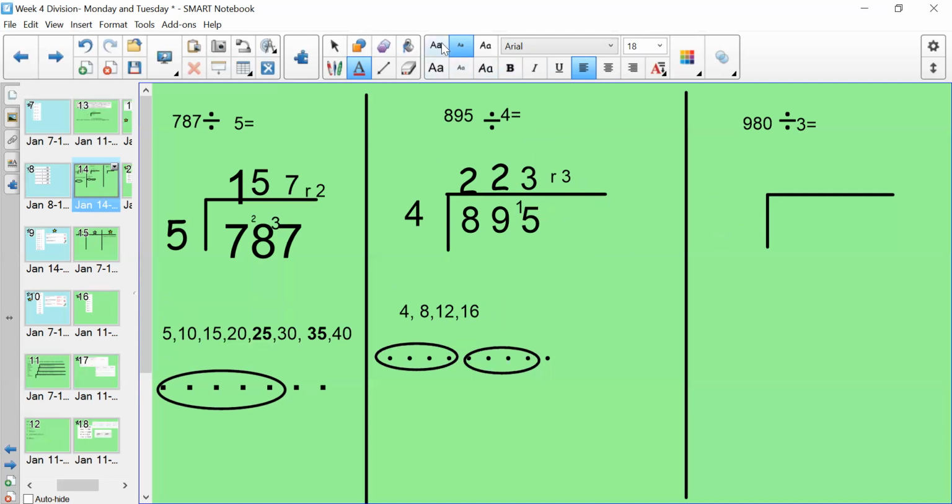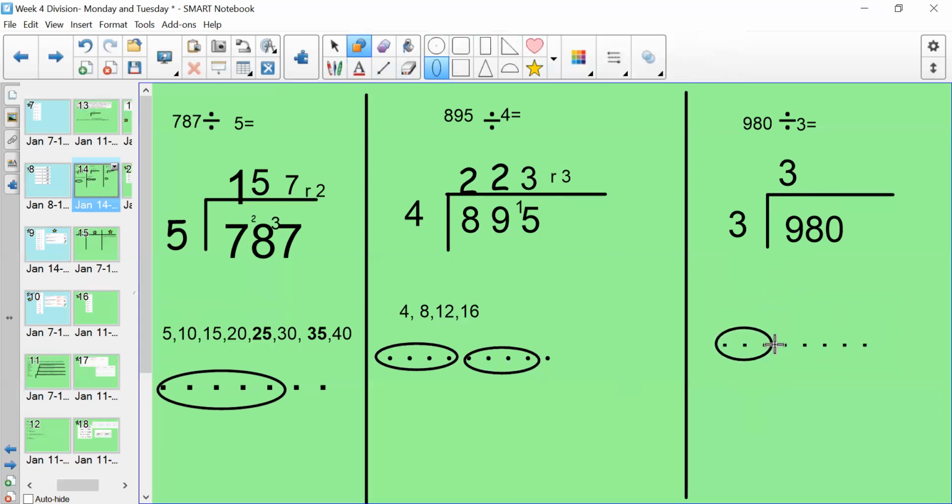And then our last one, we had 980 divided by 3. Okay, so our hundreds column, we know that 3 goes into 9 3 times. 3 into 8. So again, you can use either method, counting in multiples of 3 or drawing your dots, or mentally if you know it mentally. So 1, 2, 3, 4, 5, 6, 7, 8. We would then circle our groups of 3. So that goes in once, twice, and 2 left over.